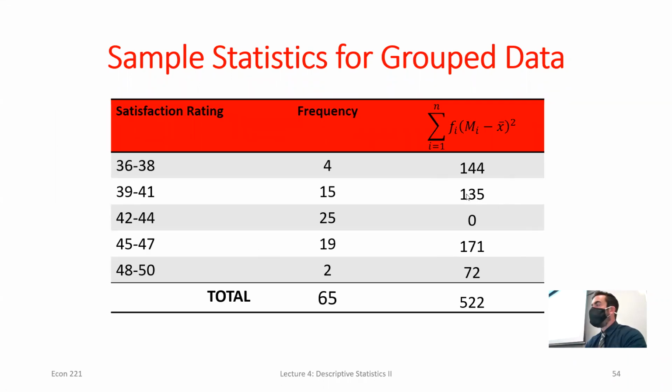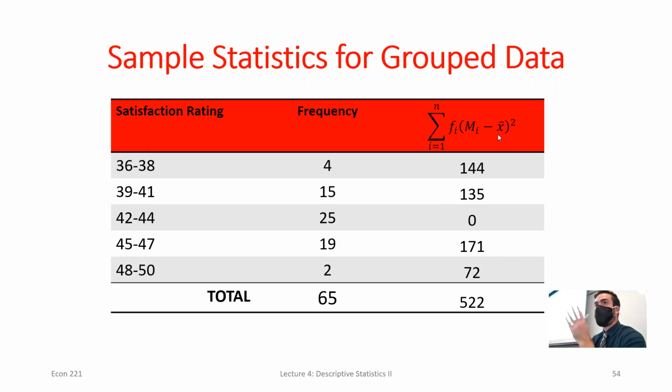If we wanted to do the variance, we could set up a very similar thing. We set up an additional column. We go through. Now we look at the midpoint. We still subtract the mean, take that deviation from the mean, square it, and multiply it by the frequency.